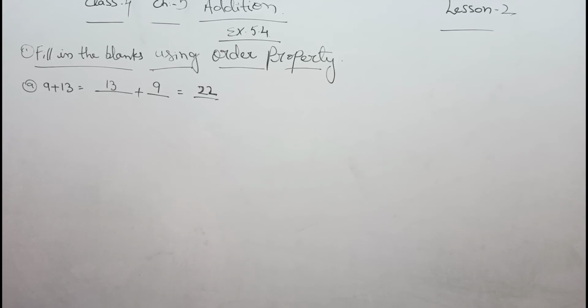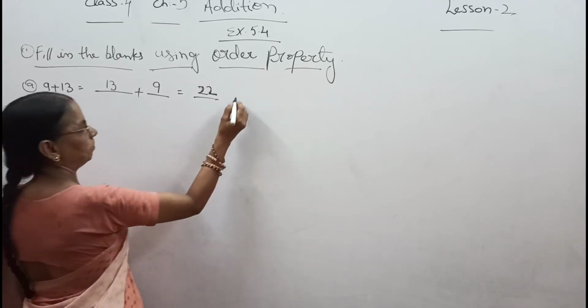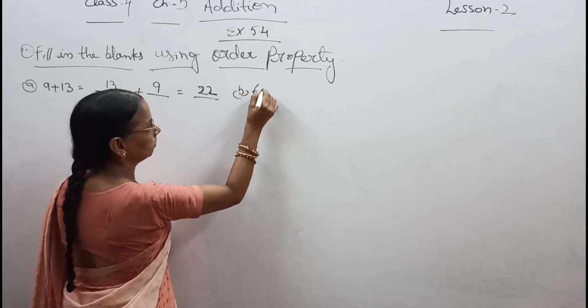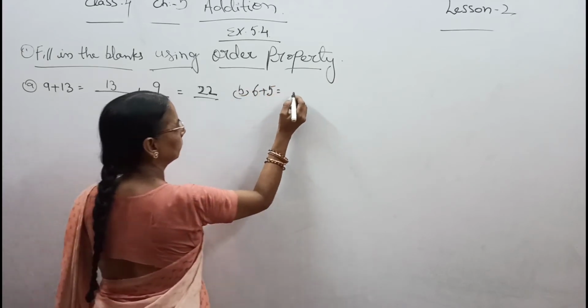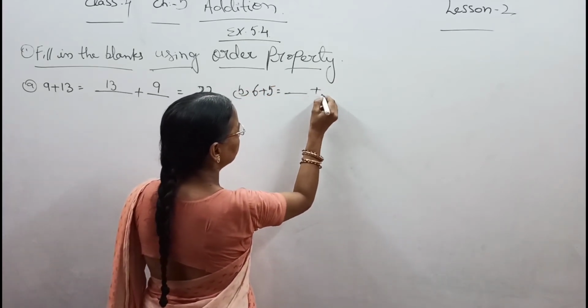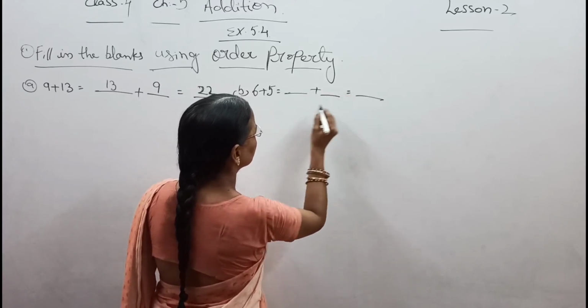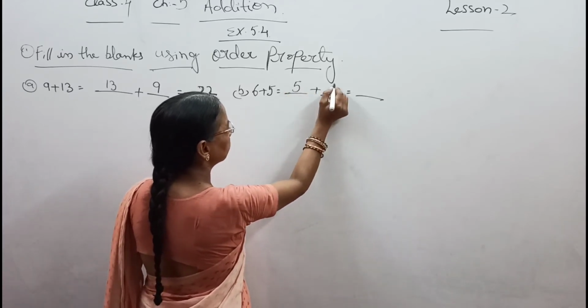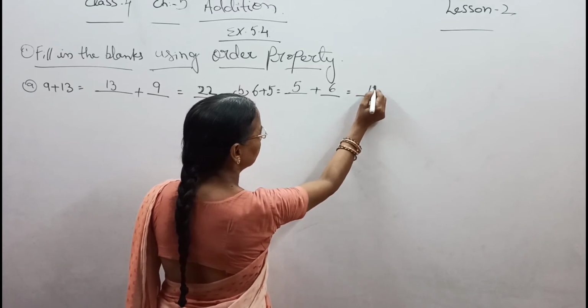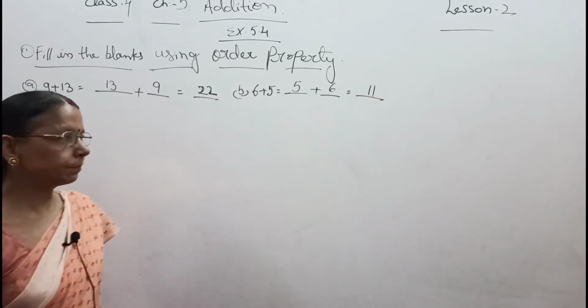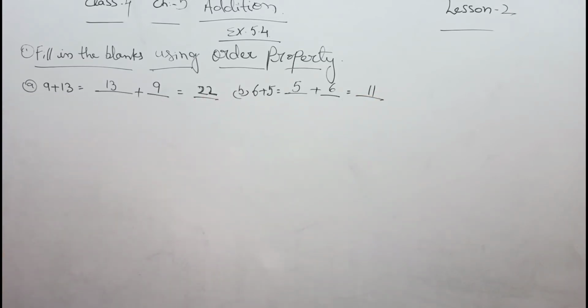The second question is 6 plus 5 equals dash plus dash equals dash, that is 5 plus 6 equals 11. Like this we must do the sums.